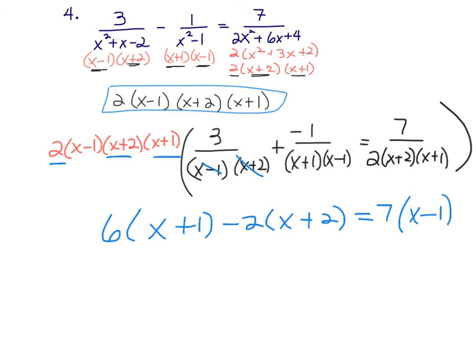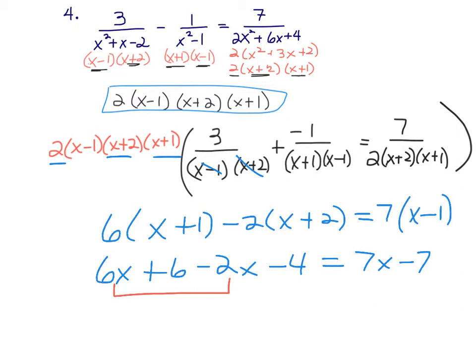So now I need to distribute and combine like terms. So I'll distribute the 6 to the x, 6 to the 1. Negative 2 to the x, negative 2 to the 2. 7 to the x, 7 to the negative 1. I'm now going to group my like terms. Notice I have some like terms here with the 6 and the 2, so that will give me 4x. Then I can group the 6 minus 4, and that will also give me plus 2. Over here, nothing to group, so let me just rewrite the 7x minus 7.